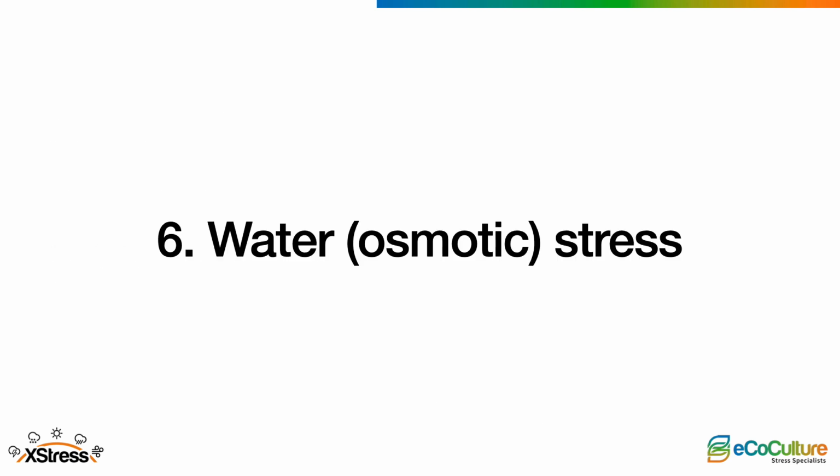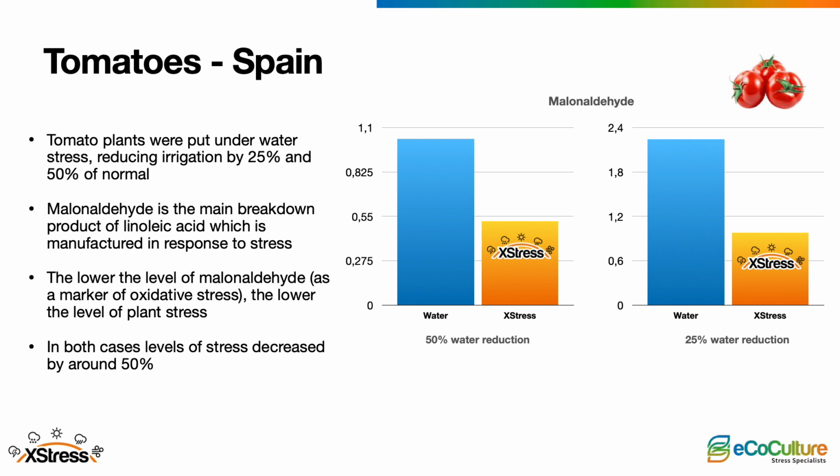Water. Osmotic stress. Tomatoes. Spain. Tomato plants were put under water stress, reducing irrigation by 25% and 50% of normal. Malonaldehyde is the main breakdown product of linoleic acid, which is manufactured in response to stress. The lower the level of malonaldehyde, as a marker of oxidative stress, the lower the level of plant stress. In both cases, levels of stress decreased by around 50%.